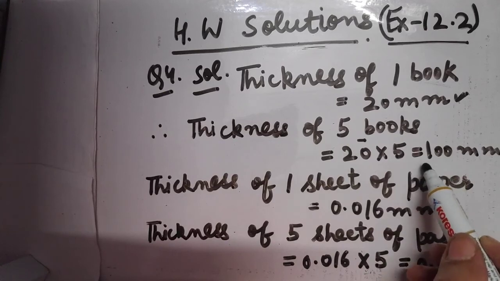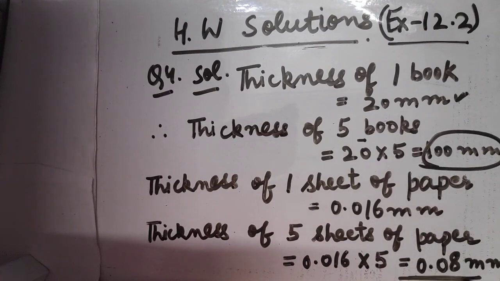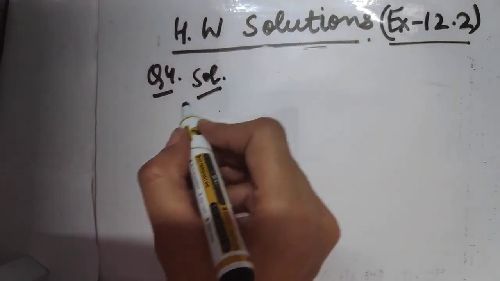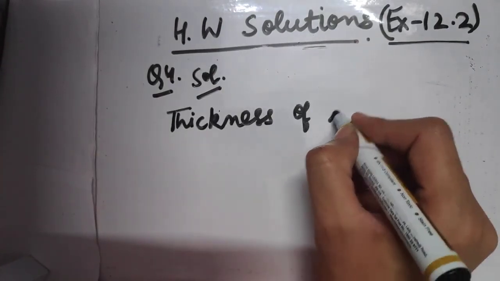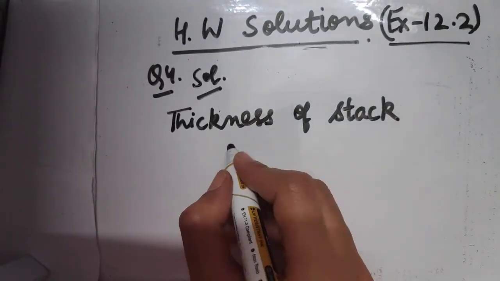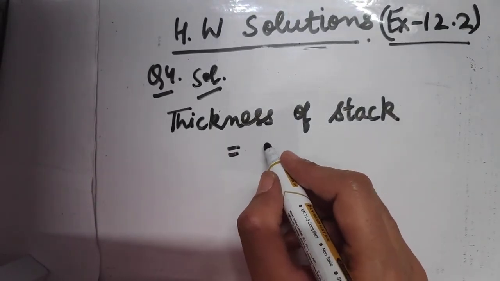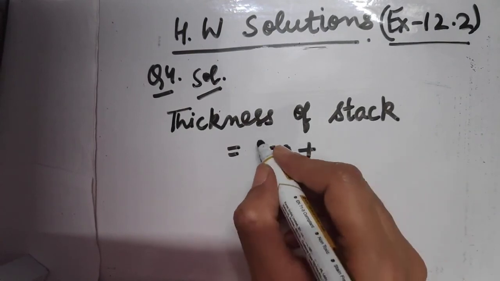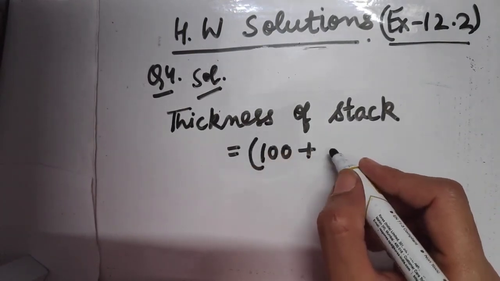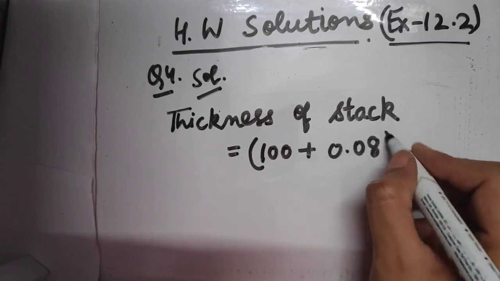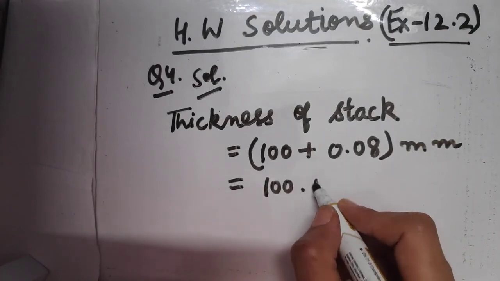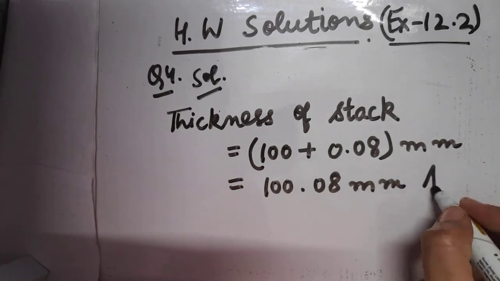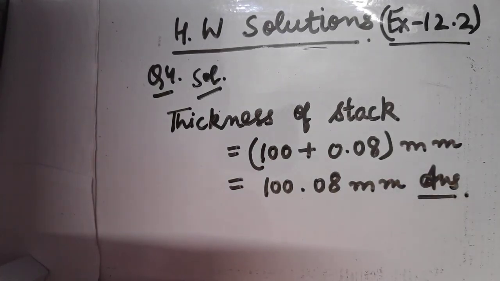Now we are supposed to find the total thickness of the stack. So what are we supposed to do? We are supposed to add this and this. So we will be getting the total thickness of the stack. So thickness of stack equals, what was the thickness of 5 books? It was 100 mm plus thickness of 5 sheets of paper, it was 0.08 mm. So total will be 100.08 mm. So this will be the total thickness of the stack.